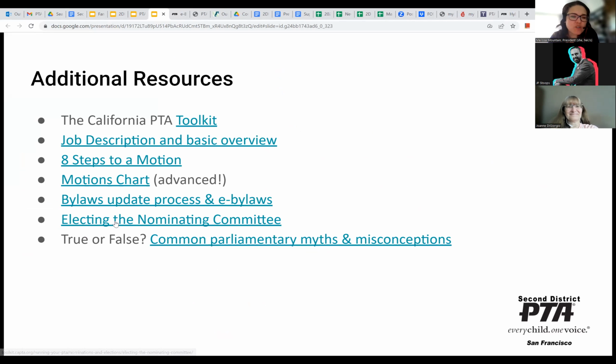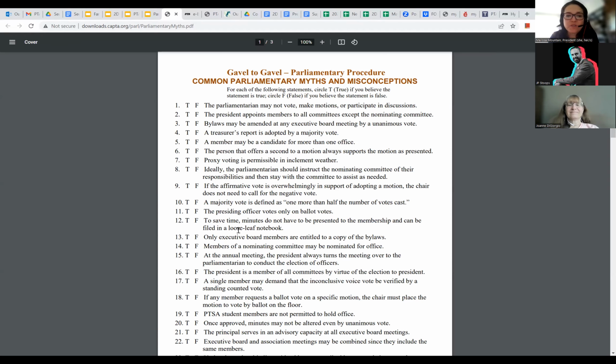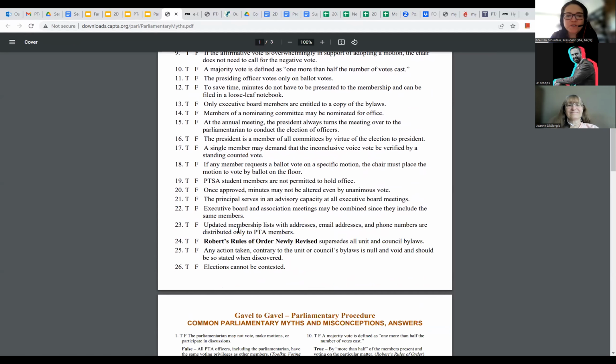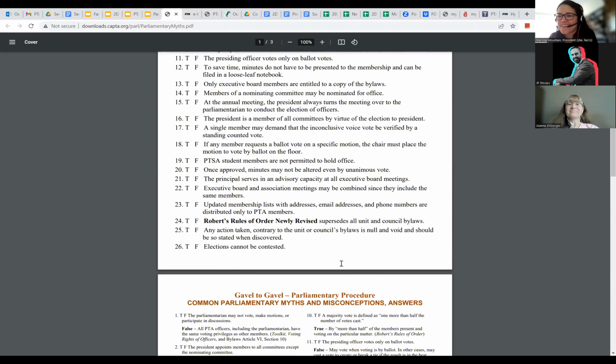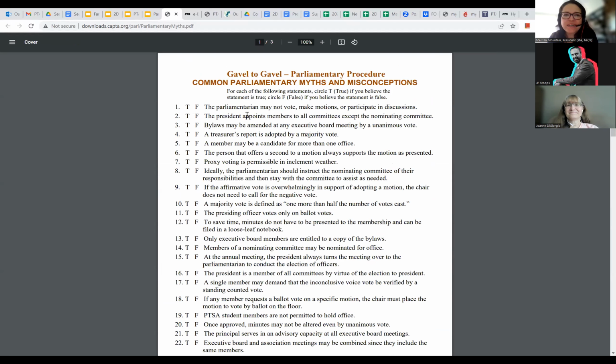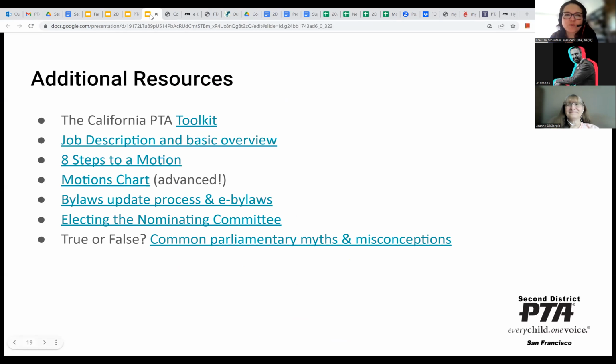And there's more information about all the responsibilities, including the nominating committee, lots about that. This one here is kind of a fun thing you could bring, if you wanted to hold a little mini training for your board or your membership too. You could go through some of these true and false quizzes, and it has very detailed answers for you as well.